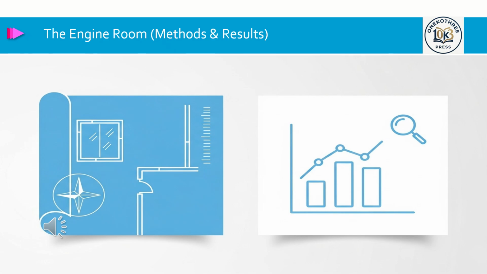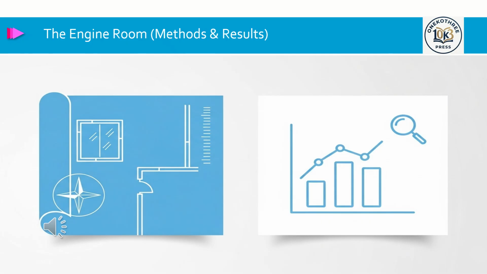The methods section is the most technical, but also the most important for validity. It is the recipe. A high-quality paper provides enough detail that another scientist could replicate the study exactly.